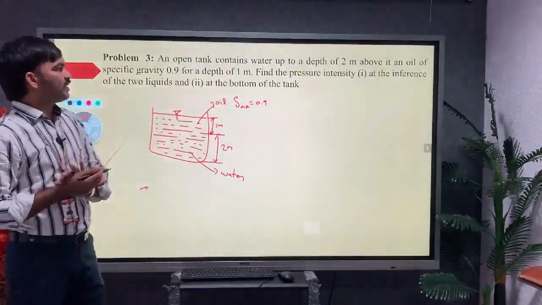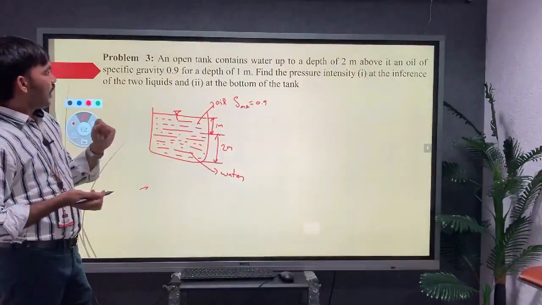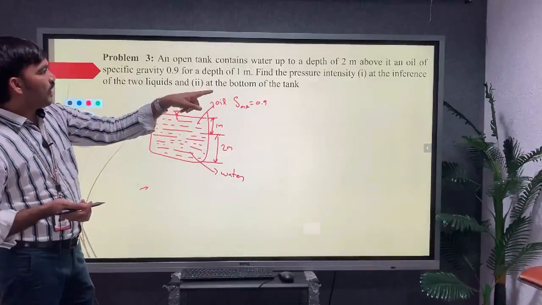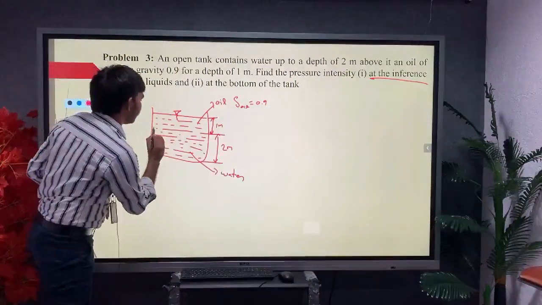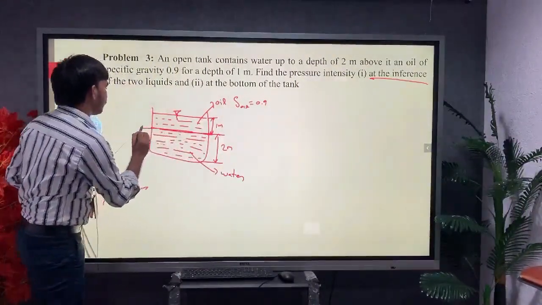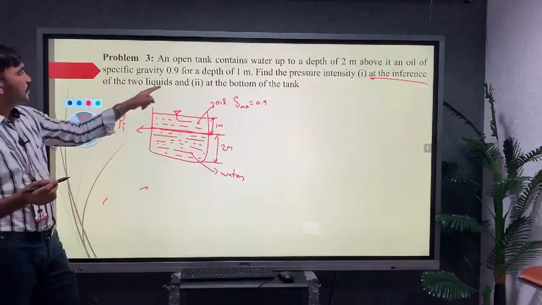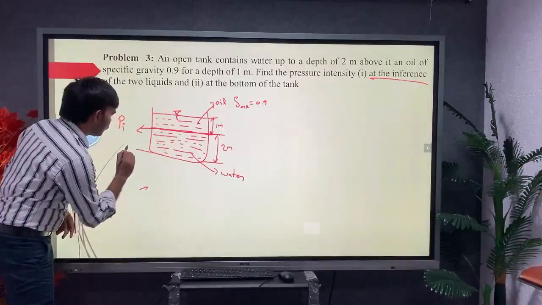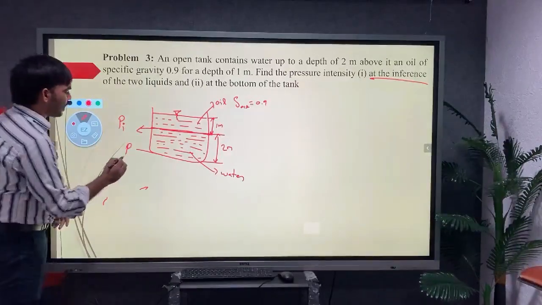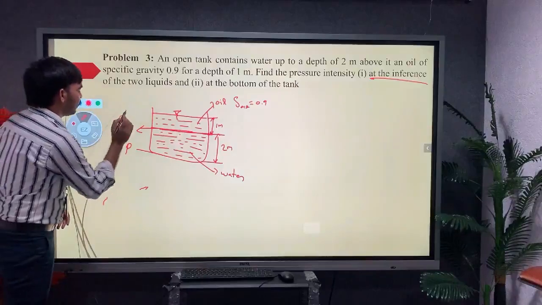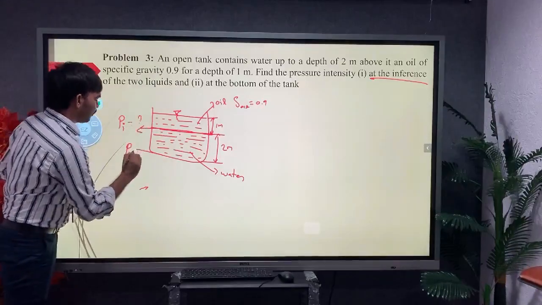So you have to find out the pressure intensity. And where do we have to find it? First one is at the interface of the two liquids, that means here. We need to find the pressure intensity here, at the interface, and at the bottom of the tank. So these two we need to find.